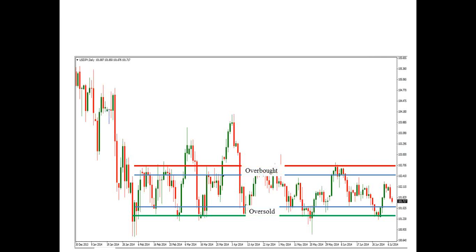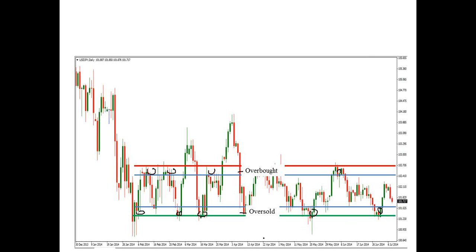we have our overbought and oversold levels when price is trading between the upper range line and resistance and the lower range line and support. So we would consider it to be overbought every time it's in these levels and oversold every time that it gets in between these levels.